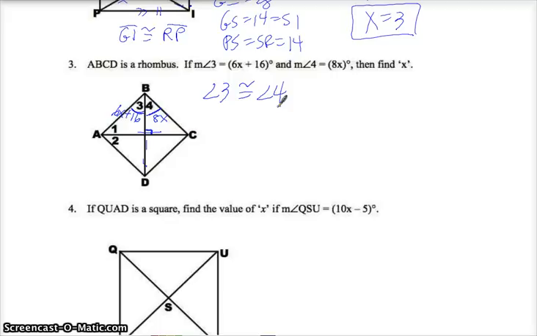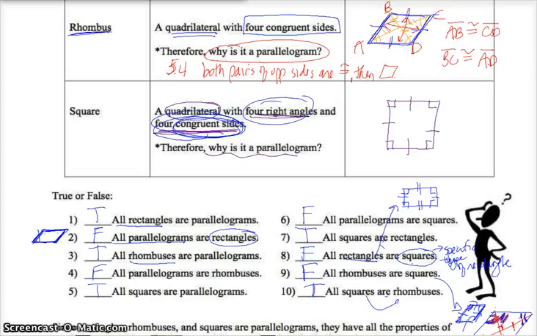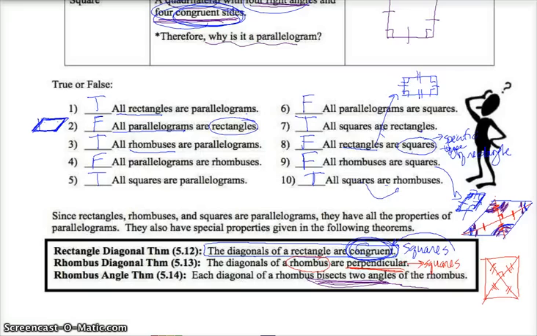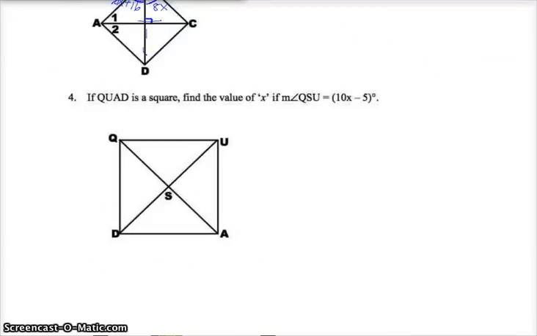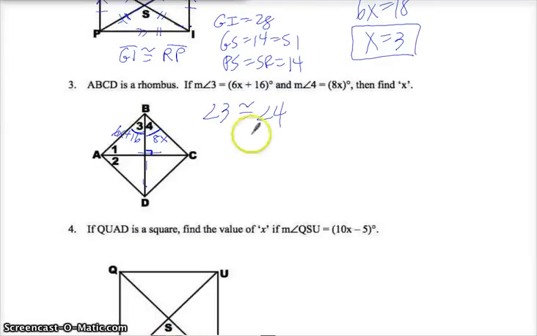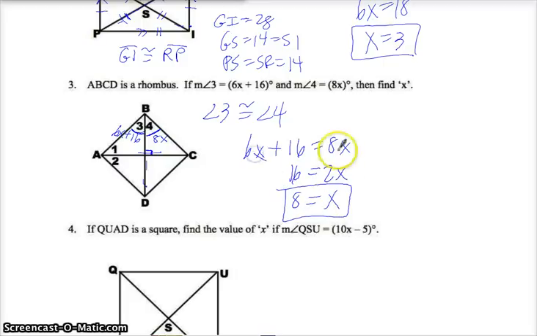Okay, go back and look. That's here at the beginning. Each diagonal of a rhombus bisects two angles of the rhombus, so the opposite angles are bisected. So that's what we're working with now. So then what do we say? 6x plus 16 must equal 8x, therefore 2x equals 16. Right, we subtract 6x, 2x equals 16, therefore x equals 8.